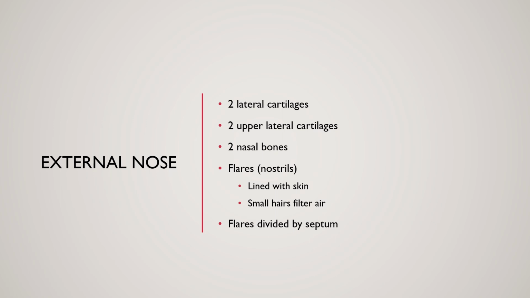This includes two lateral cartilages, two upper lateral cartilages, two nasal bones, our flares, otherwise known as our nostrils. These are lined with skin and small hairs that filter the air. And then the flares are divided by the septum, and that's going to make up our external nose.